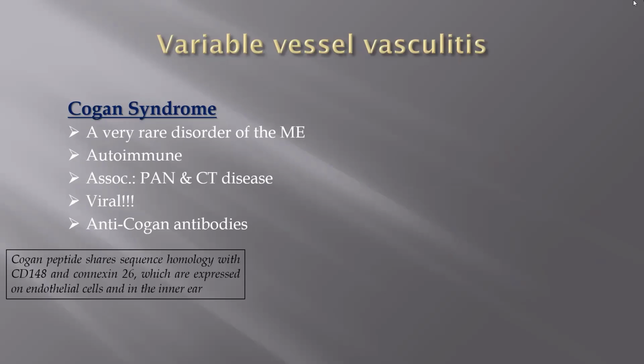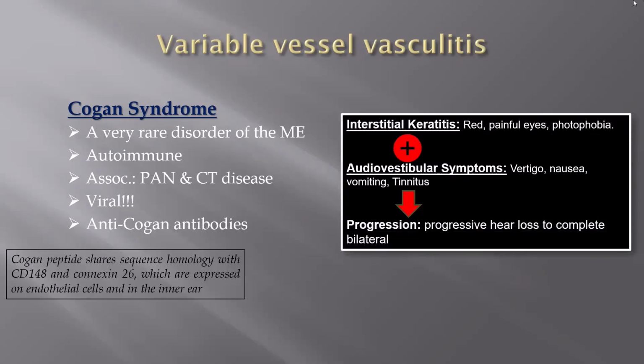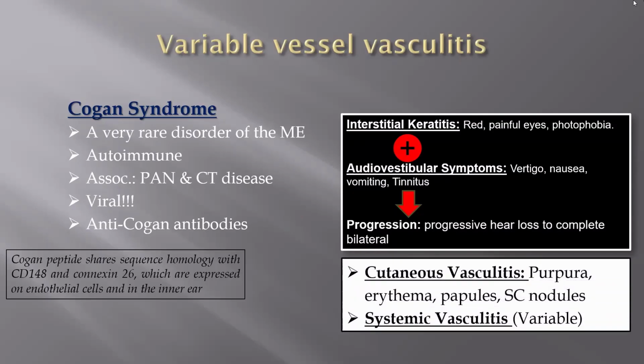Cogan syndrome is an autoimmune disease with autoantibodies against the Cogan peptide in endothelial cells and inner ear. It is not uncommonly associated with connective tissue diseases, especially polyarteritis nodosa, and this syndrome always presents with keratitis and audiovestibular symptoms. In more than 10% of patients, cutaneous vasculitis can be seen, ranging from purpura to subcutaneous nodules.